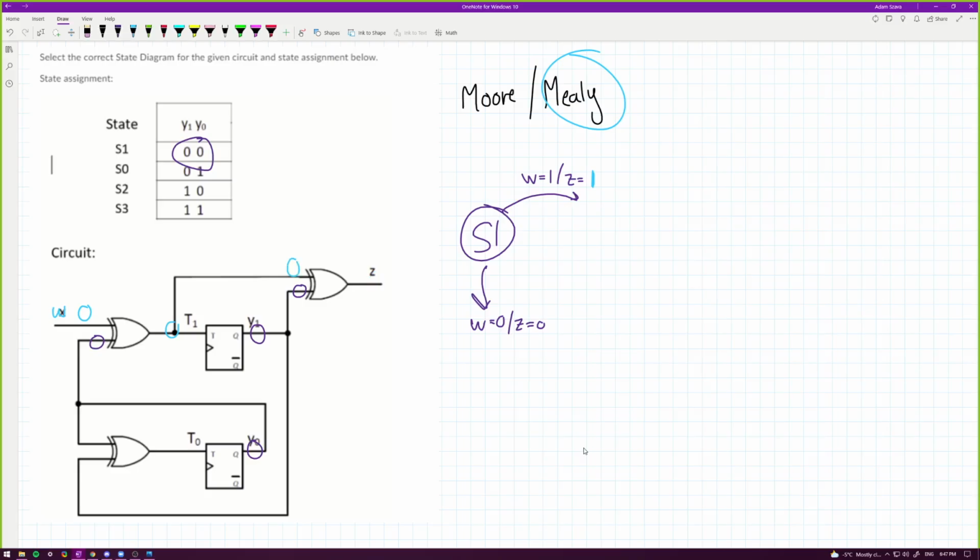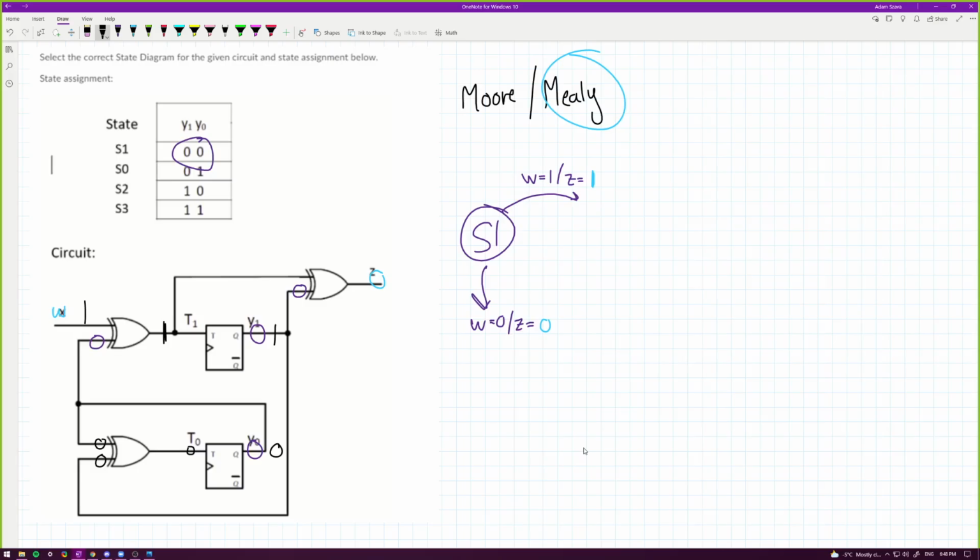So the output's 0. Okay, so we have that there. Oh, I didn't even mean to write it yet, but there we go. And when it's clocked, let's see what happens. If W is equal to 1, then what's really important is we have a 1 here. And the inputs here are going to be 0 and 0, so the output here is going to be 0. And then when I clock the circuit, this is going to be 1 and 0.